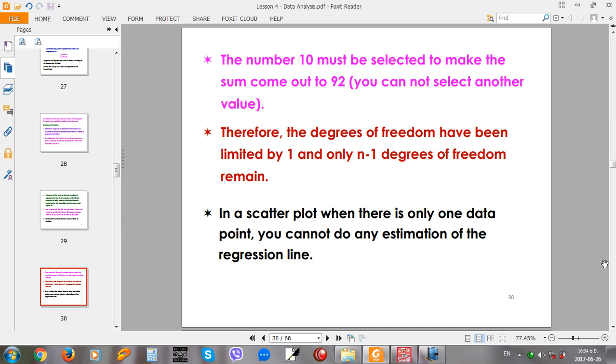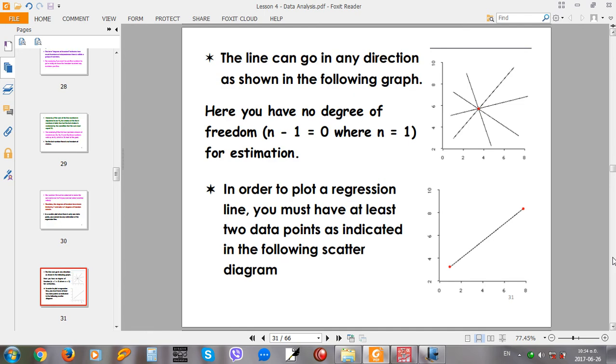So if you have only one thing, we cannot do it. We know that if we need to draw a graph of a line, we need at least two points to draw that graph. The line can go in any direction, as shown in this graph. Then you have no degrees of freedom here, because n minus 1 is, if n equals 1, then n minus 1 equals 0.